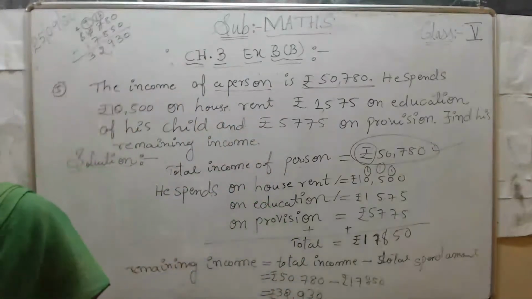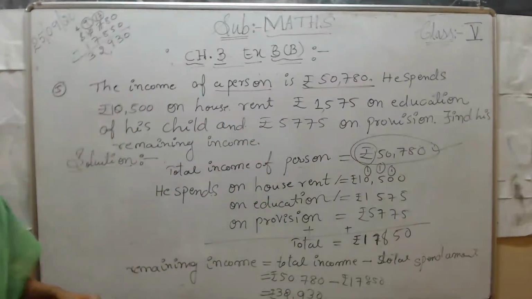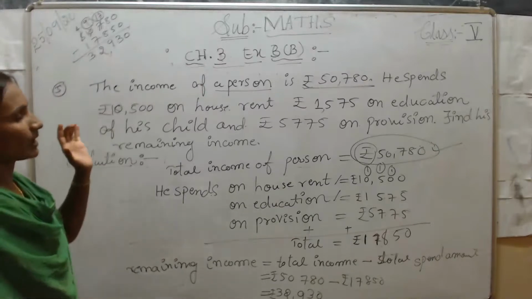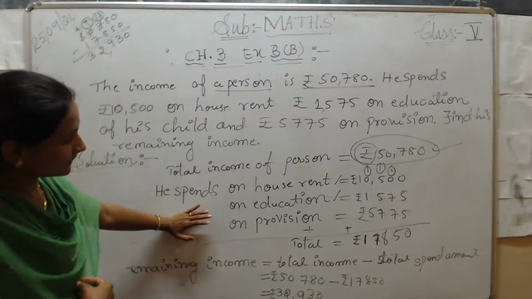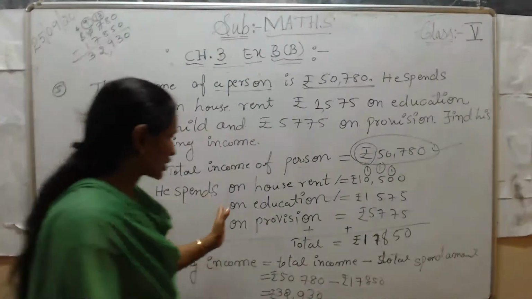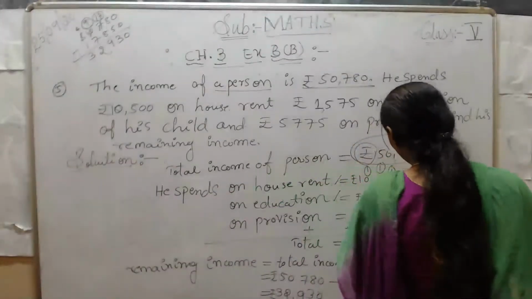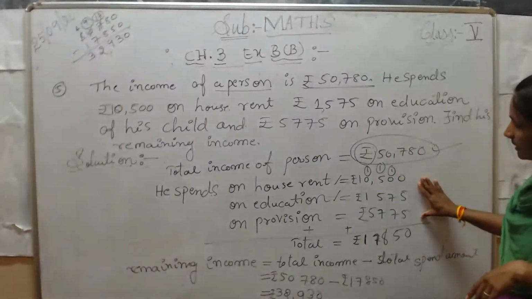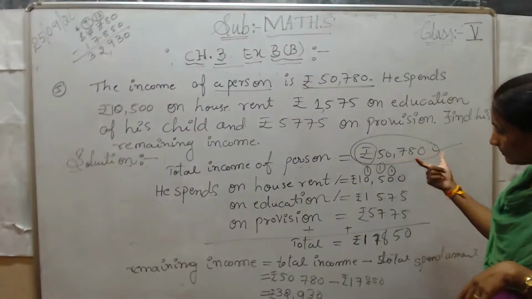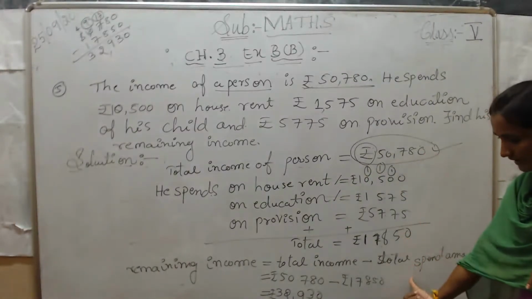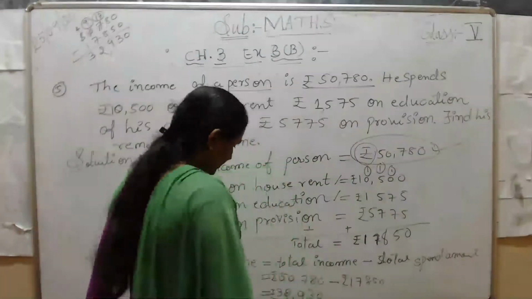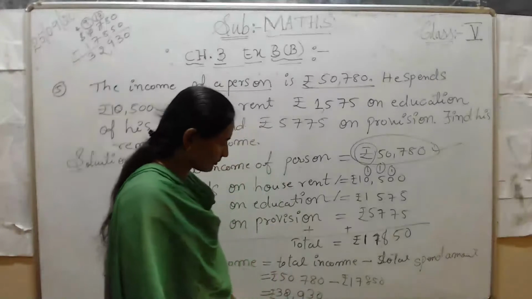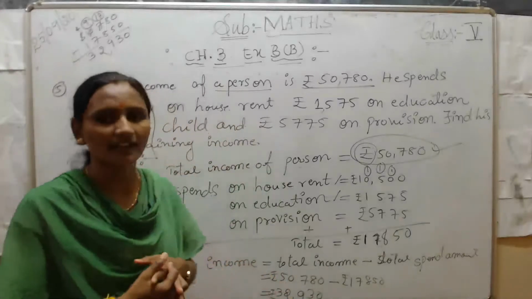Okay, students, understood? First I wrote the total amount, afterwards the reasons for spending. First the addition of the spent amounts, then in the next step the subtraction. The remaining amount of the total income is 32,930.